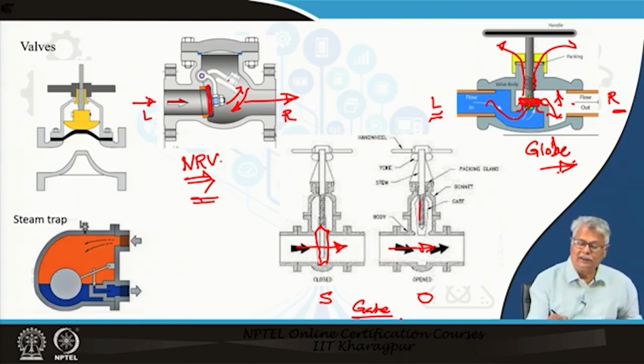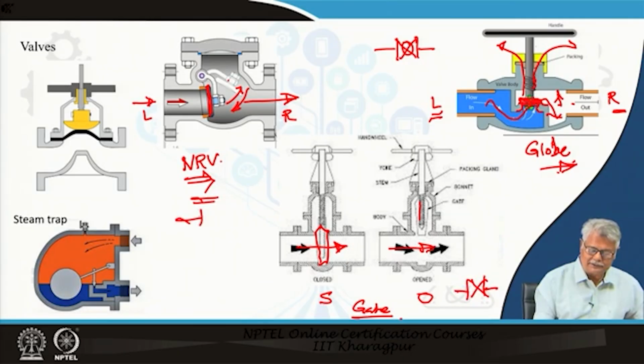The symbol of a globe valve is this, the symbol of a gate valve is this, and the symbol of a non-return valve is this.